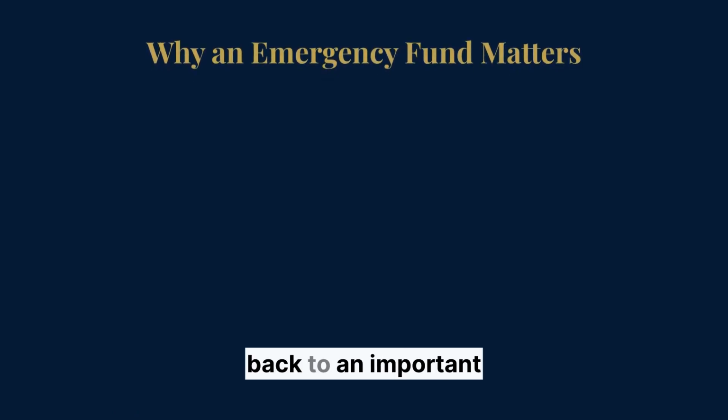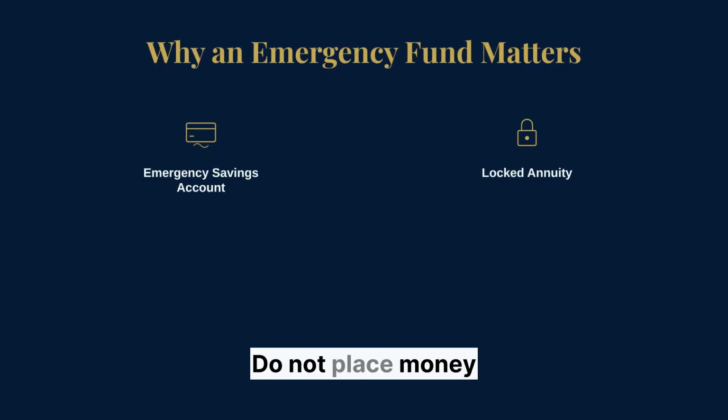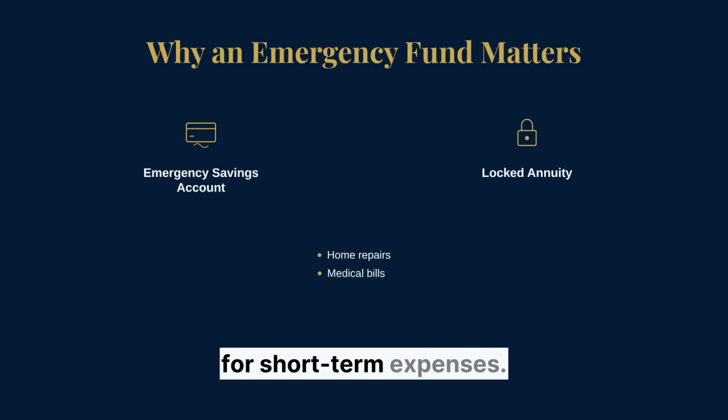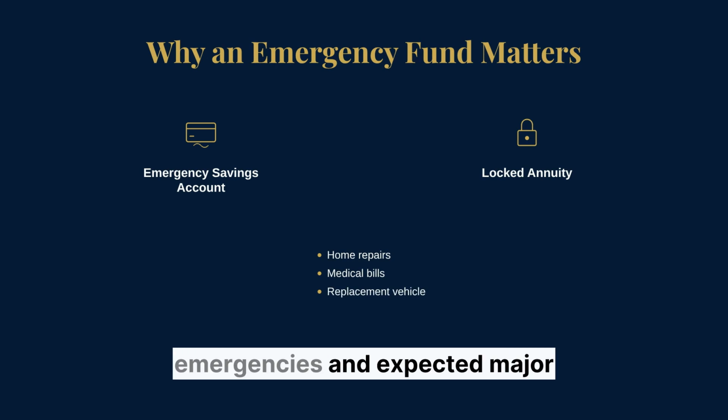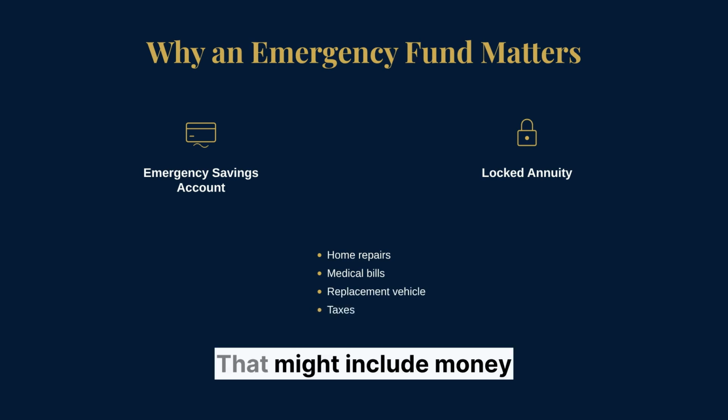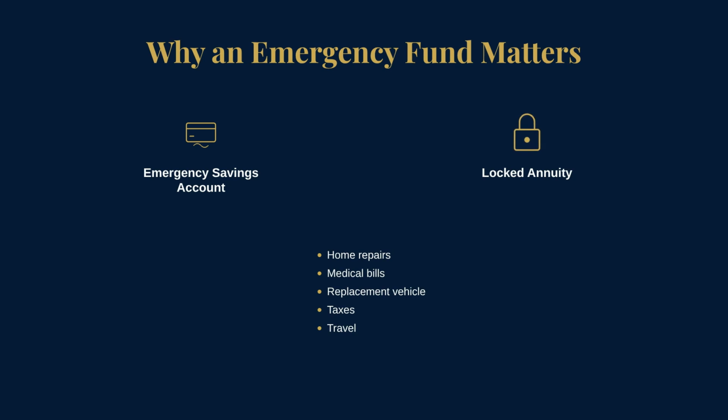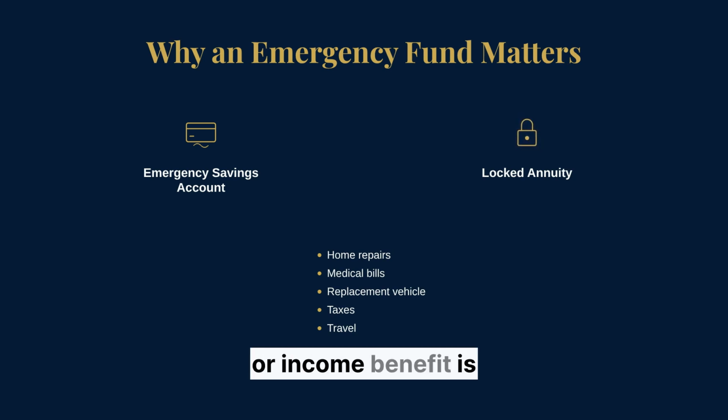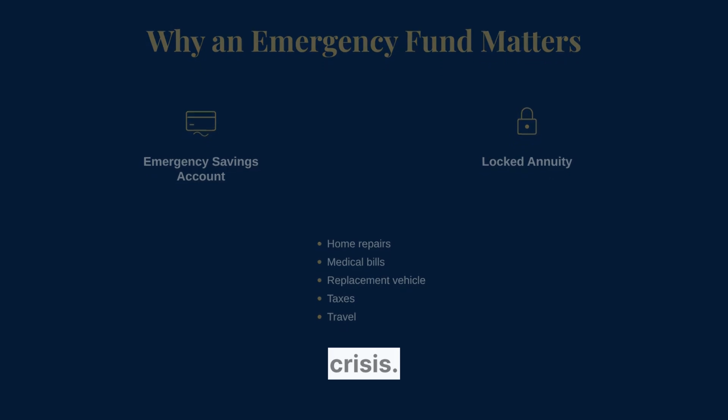This lesson brings us back to an important planning principle. Do not place money into a long-term annuity if you are likely to need that money for short-term expenses. Before purchasing an annuity, you should generally have enough liquid savings for emergencies and expected major expenses. That might include money for home repairs, medical bills, a replacement vehicle, taxes, travel, or other spending you expect during the surrender period. An annuity should normally be funded with money you can leave invested for the length of the contract. No interest rate, bonus, or income benefit is worth creating a cash flow crisis.